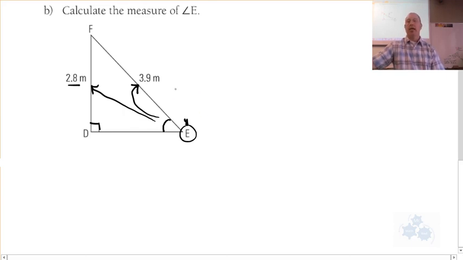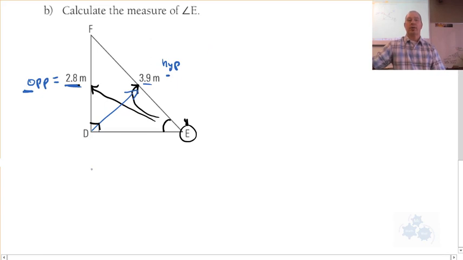Sine? Okay, let's check that out. This 2.8 length is the what side compared to E? Is it opposite, adjacent, or hypotenuse? It's the opposite. Very good. This side compared to E is what? Well, that is opposite the 90, so that is always the hypotenuse. Good. And so O and H, that is sine.